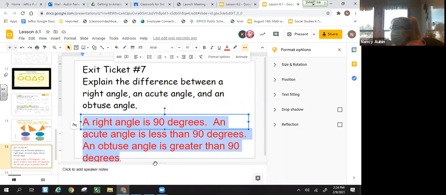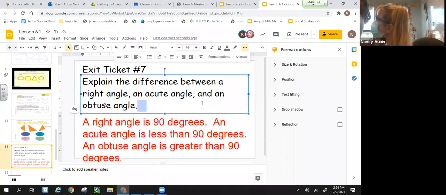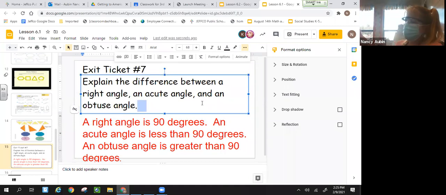Okay, what did you write, Sunny? How do you know the difference between a right angle and an obtuse angle? A right angle is like, face your audience, is like two sides of a square, and an acute angle is a little bit smaller than a right angle, and an obtuse angle is bigger than a right angle. Excellent. And Finn, last but not least.